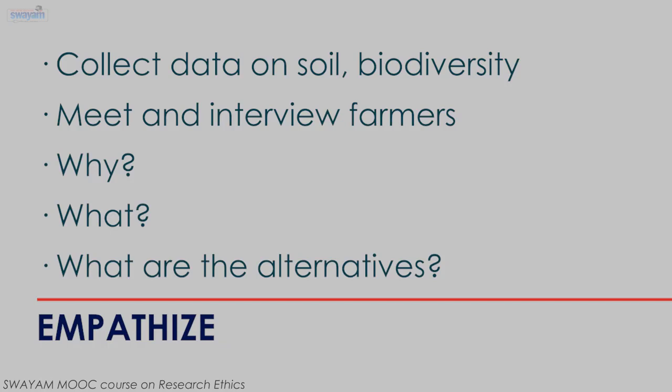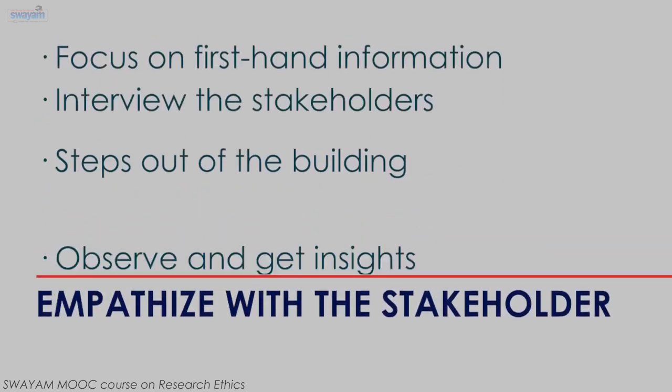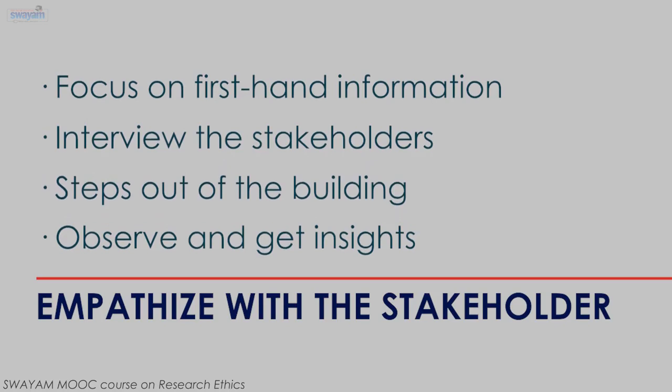The interview process can help identify different views on why high levels of organophosphates are used in the first place. The cost of the insecticides, alternatives, their effectiveness will be made clear by interviewing farmers. In a design thinking process, there is a focus on getting first-hand information from stakeholders to look for various cues. It is important to step out of the building and start meeting people. A lot of innovation comes from observation and insight.